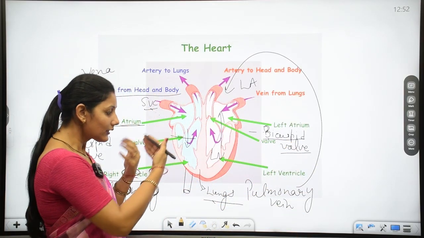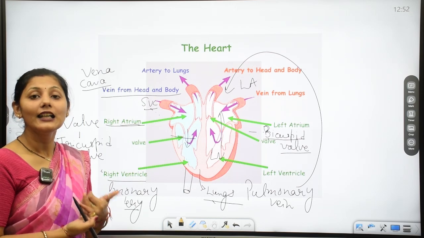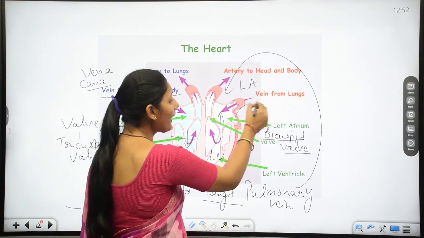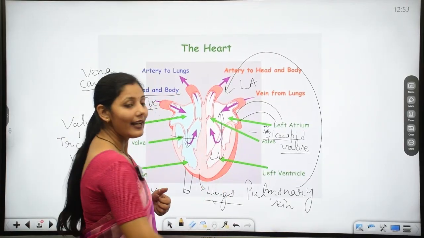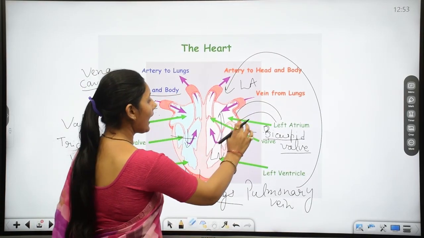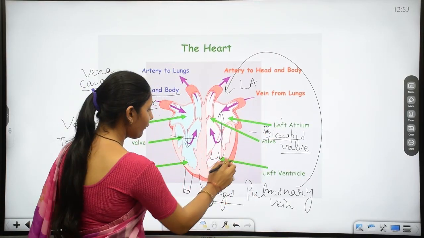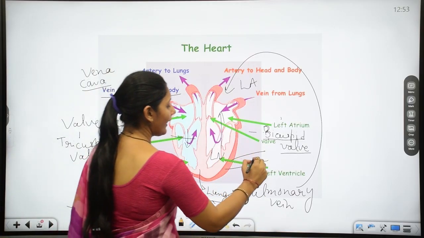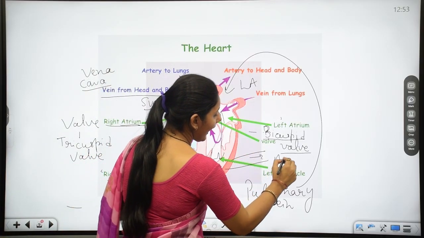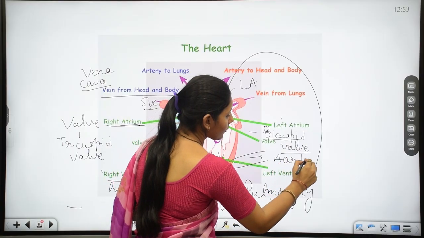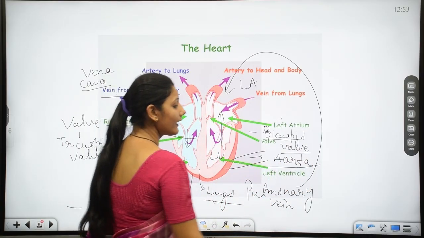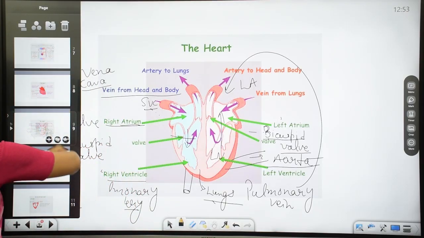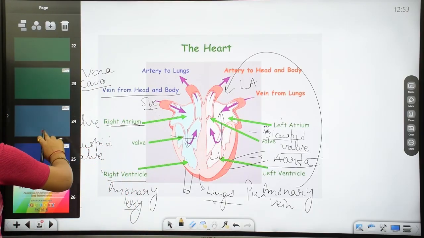Now the blood comes inside the left ventricle, which has a big artery that arises from it, and this artery is known as the aorta. Aorta is known as the biggest artery.